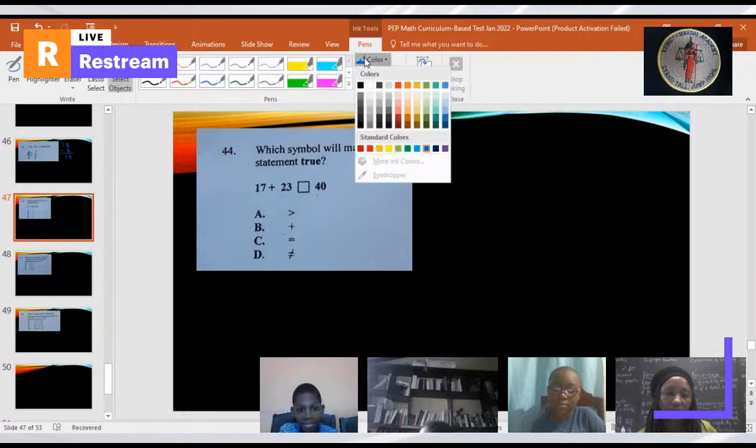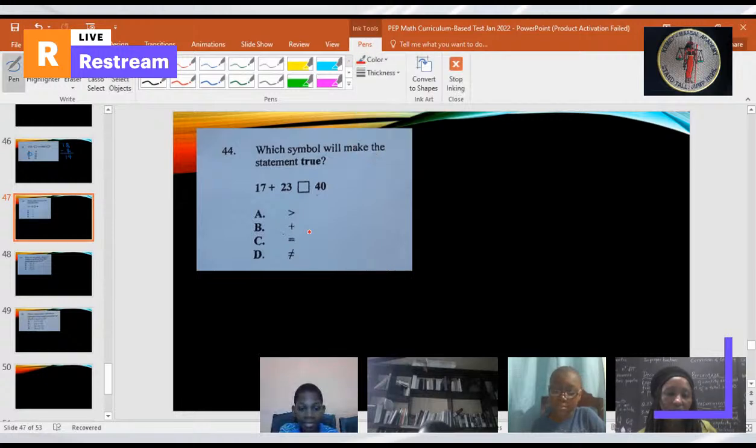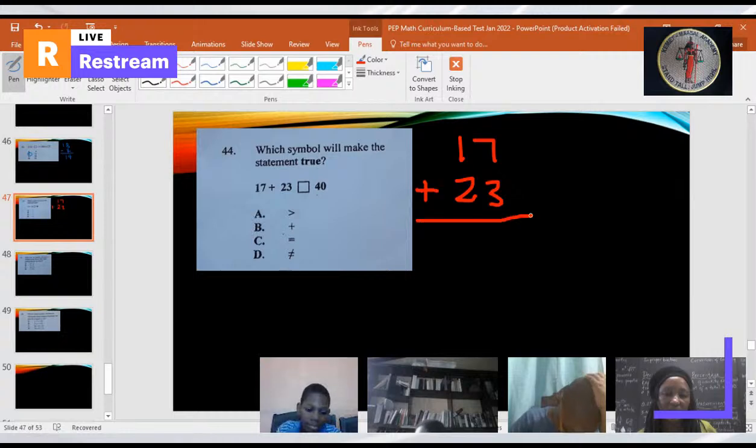B, miss. So you're saying if we put a plus sign... No, miss, wrong. C, miss. Equal, all right, miss. So you say we must put an equal sign. So 17 plus 23. Let's add the 17 and the 3. 7 plus 3 is 10. 1 and 1, 2, and 2, 4. All right, so it should be equal to 40.